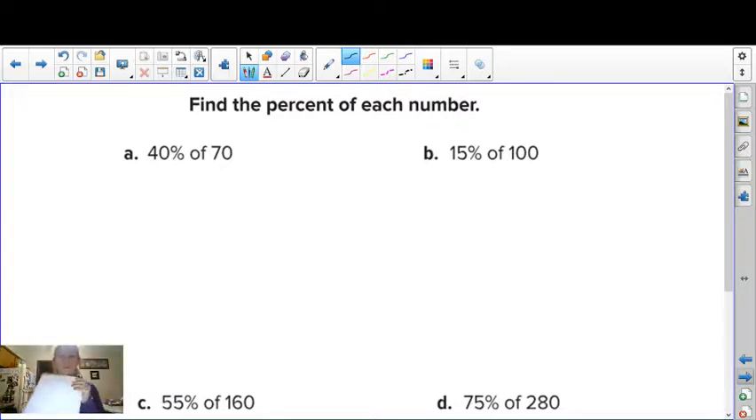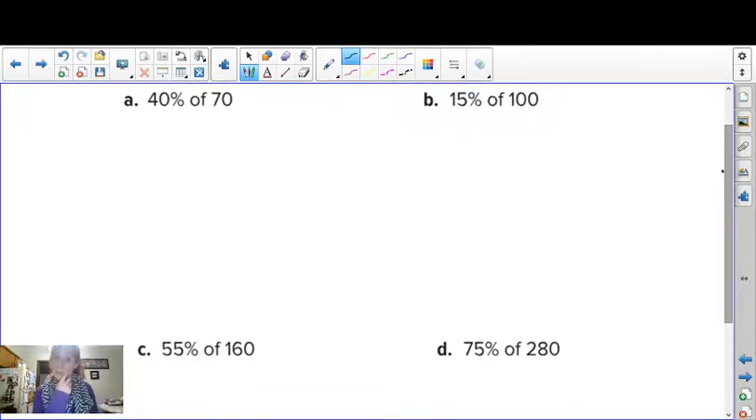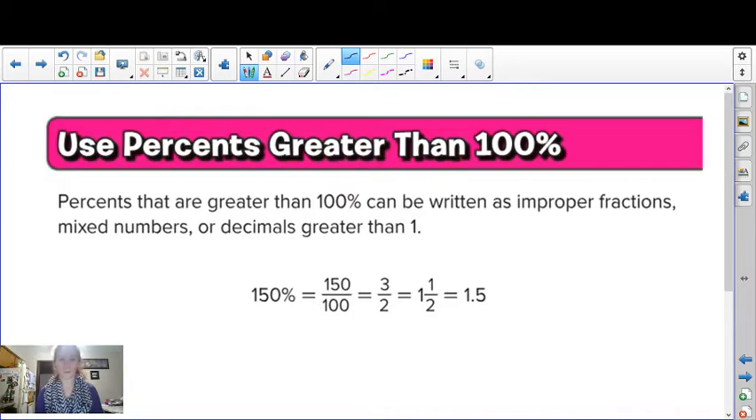Pause the video and do these 4, whichever way you choose. I don't care which way you choose. Do these 4, see what you get. All right, you should get 28, 15, 88, and 210.